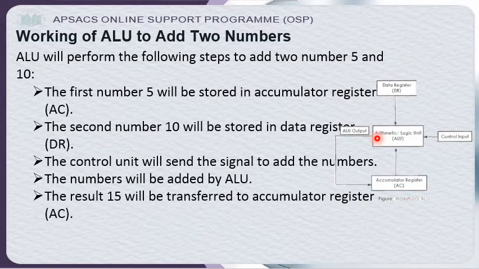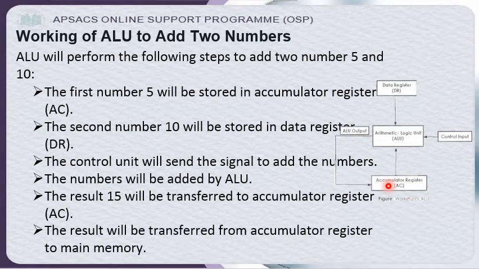Once the result is generated, the result 15 will be put back and stored inside the accumulator register again. So the accumulator register is responsible for storing your results as well. From the accumulator register, the data is transferred to the main memory, and then it will show the result on a screen to you. So that is the working of an ALU to add two numbers.